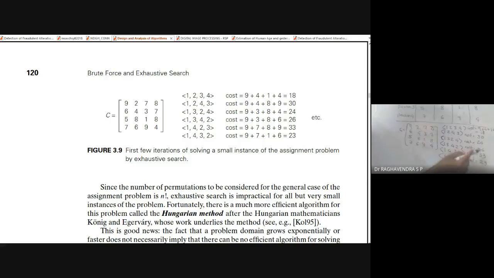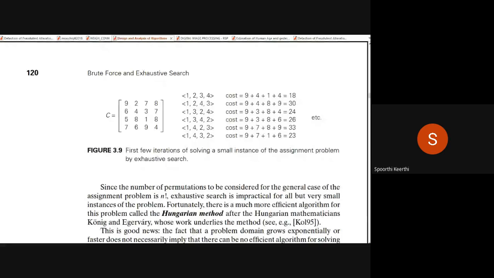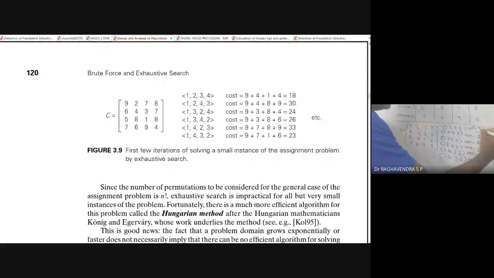So the values are 18, 30, 24, 26, 33, 23. Among all these, which one is the optimal? Because all these are basic feasible solutions: basic feasible solution 1, 2, 3, 4, 5 and 6. Among all 6 combinations, which one is the optimal? 1, 2, 3, 4 will be the optimal. This combination is optimal because the cost is minimum.